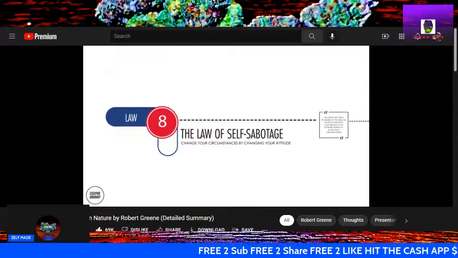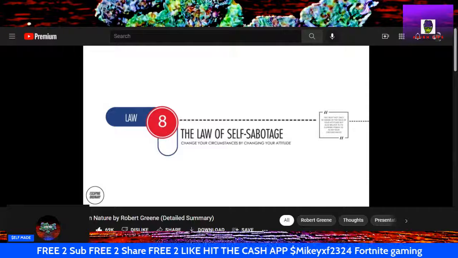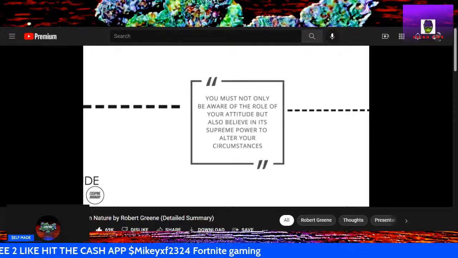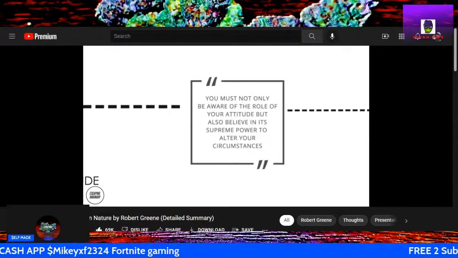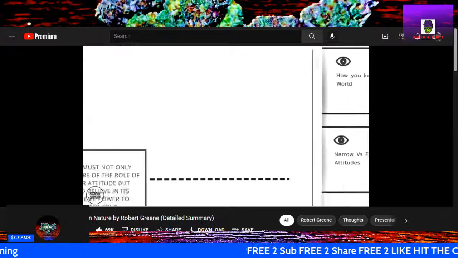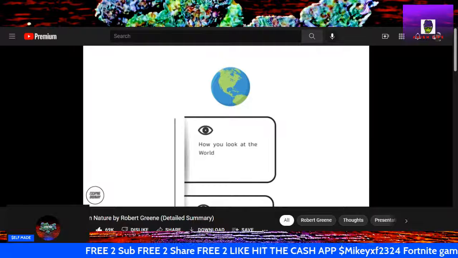Law 8, the law of self-sabotage. Change your circumstances by changing your attitude. You must not only be aware of the role of your attitude, but also believe in its supreme power to alter your circumstances. The way that you look at and interpret the world around you is what creates your attitude.